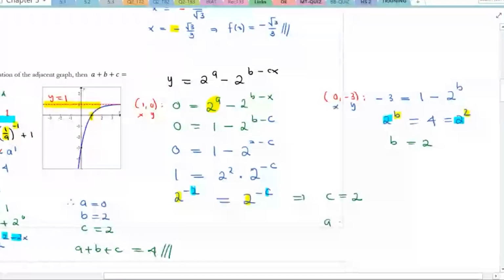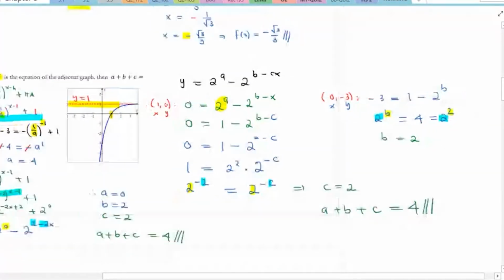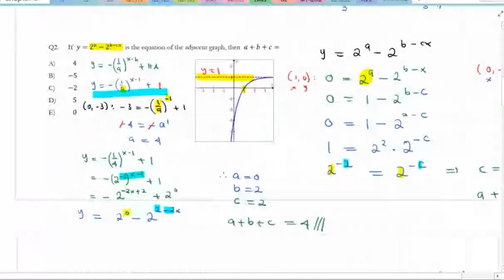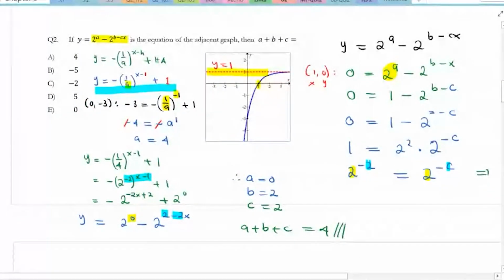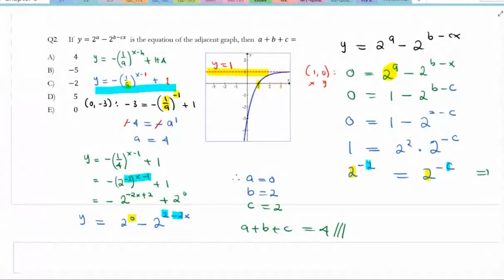And then a plus b plus c again is equal to 4, because we know that a is equal to 0. So we can use substitution, but as I explained to you earlier, writing it in standard form is the best way. Because if, for example, in this question I don't give you the base, if you are not given these two here, there will be trouble.